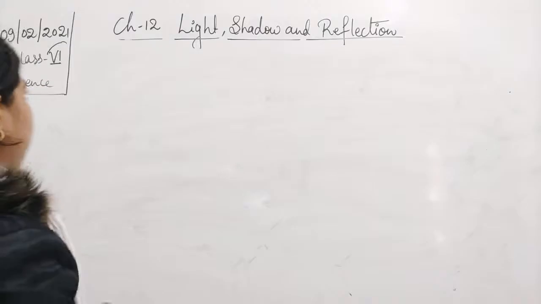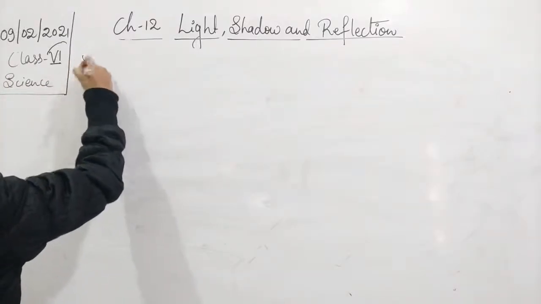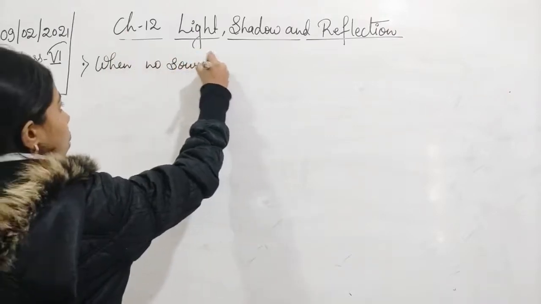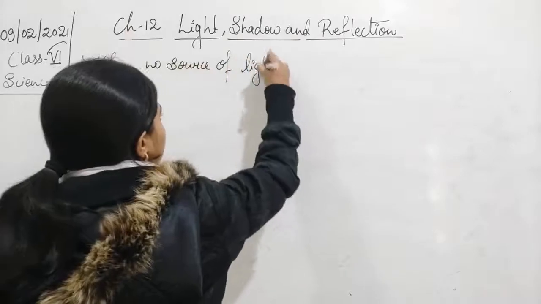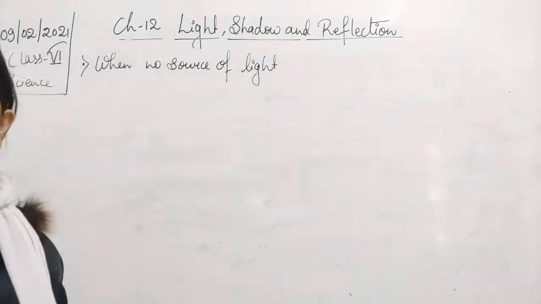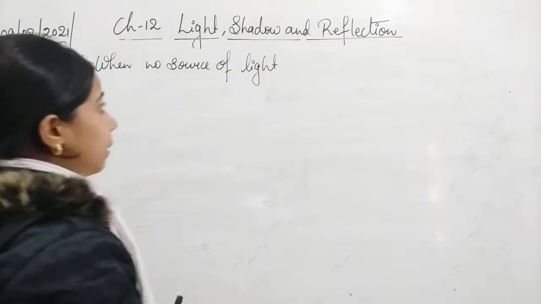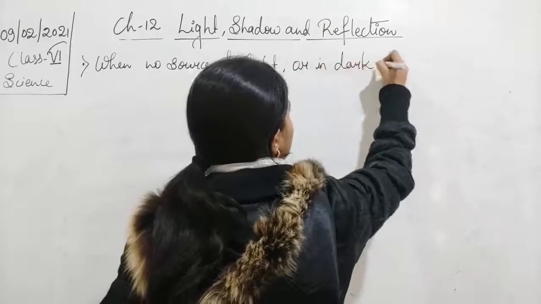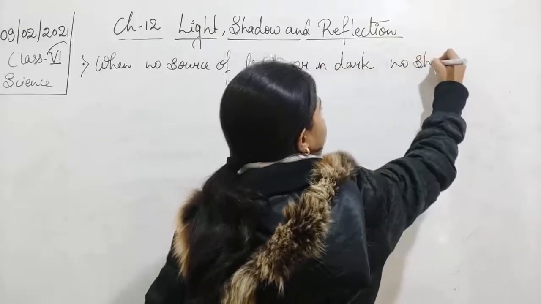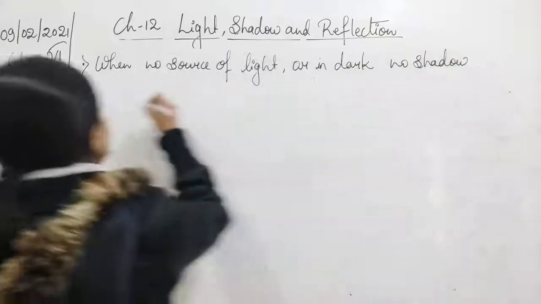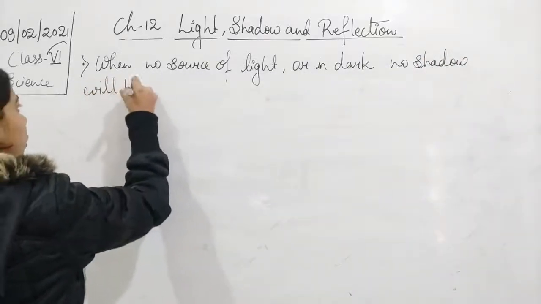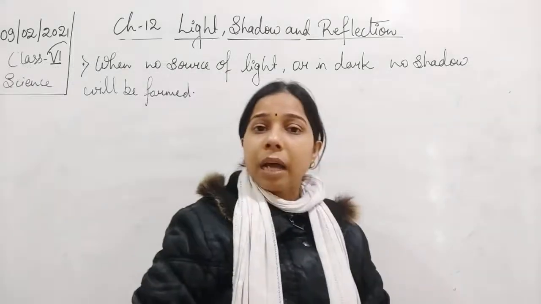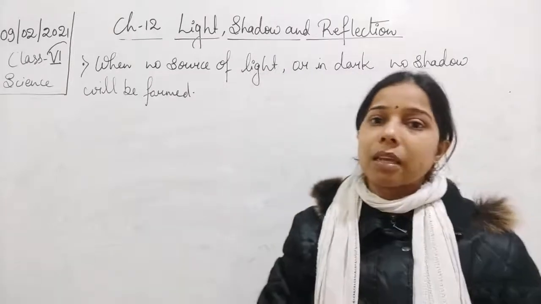Okay, so we can write it that when there is no source of light, or in a dark room, no shadow will be formed. So by this we have understood that shadow will be formed only when there is a source of light.